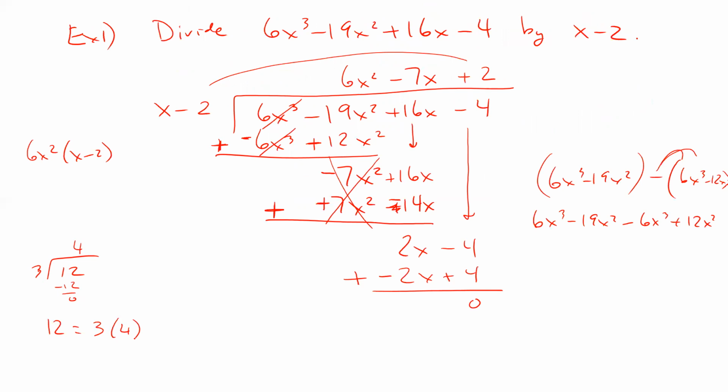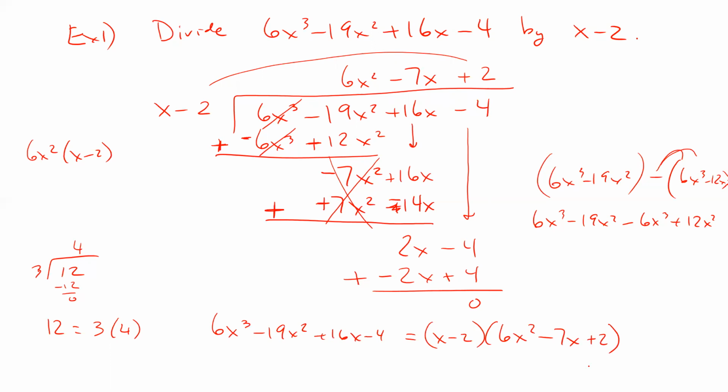So let's go back and do the same thing here. The answer to this one is 6x squared minus 7. That's the answer, right? But let's go a little bit further. So I just found this out. Tell me if you guys agree. That's 6x cubed minus 19x squared plus 16x minus 4 is equal to, oh, I had a remainder of 0, is that right? That means the answer is x minus 2, 6x squared minus 7x plus 12.